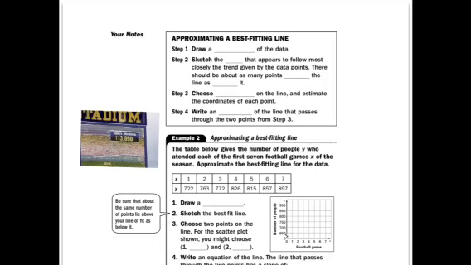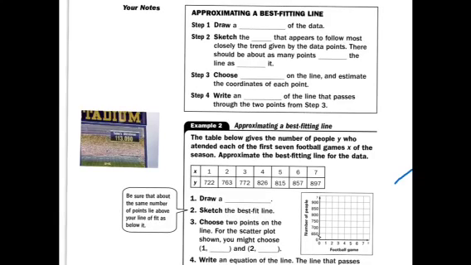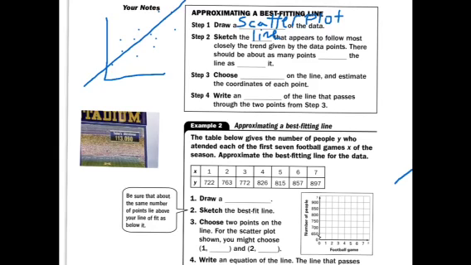Alright, so here we're approximating a best fitting line. The first thing you have to do is draw a scatter plot. You're going to put in all those dots. And then you're going to sketch the line that appears to fit it. So if we've got a bunch of dots here, you're going to just draw a line right through there and say, oh, that looks about right.